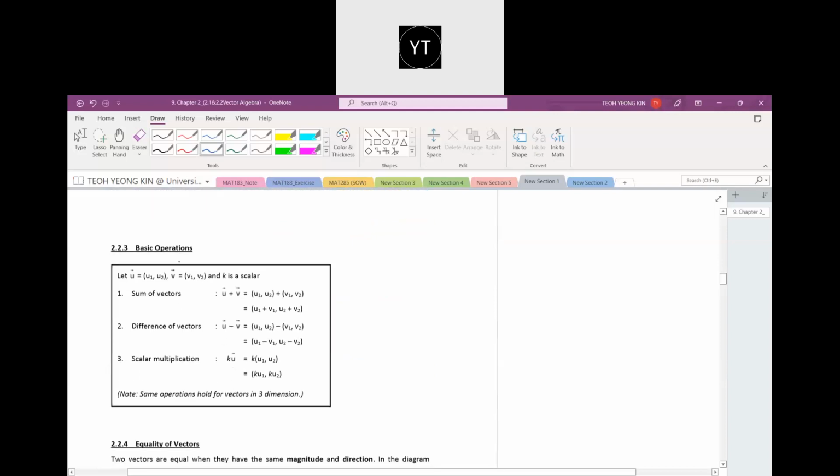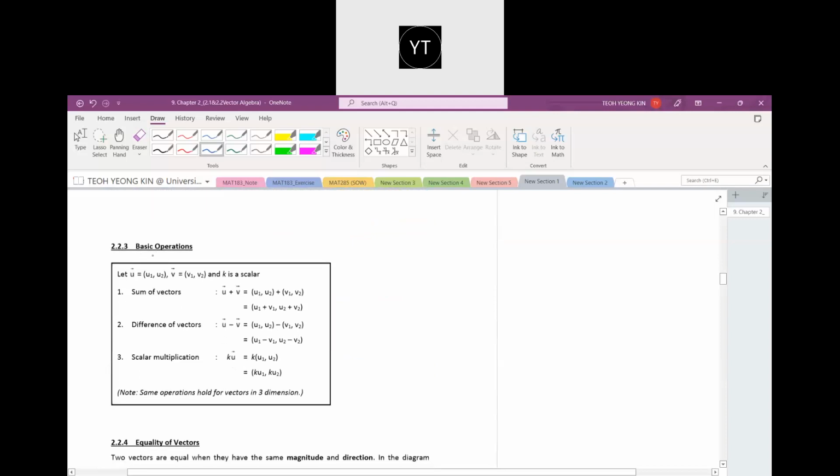Next, we look at the basic operations in vectors. Just like a matrix, the sum of vector U plus V. Let's say you have U1, U2, V1, V2. So when we add, we must follow the order: U1 plus V1, the front added to the front, the back added to the back.